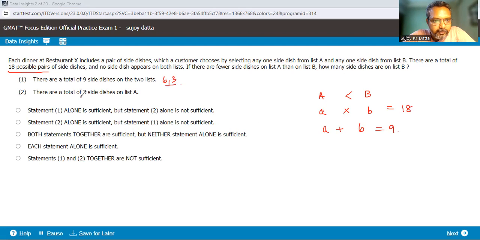Okay. There are a total of 3 side dishes on A. And there are 18 possible pairs. So that's also sufficient. There's 6 and 3. We know that A is smaller, right? So that means they're asking how many are on B. So it would be 6, and 3 on A. So 18 possible pairs to 6. So each statement alone. So that's option D.